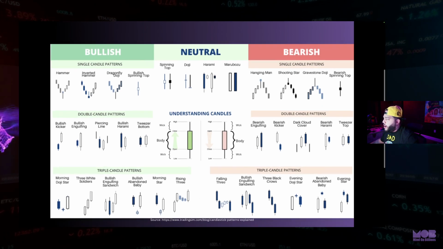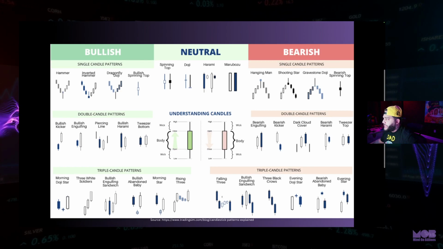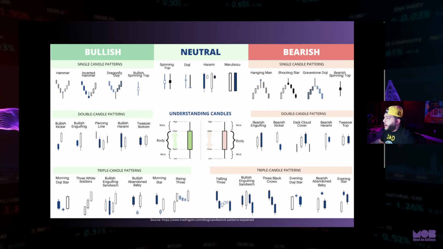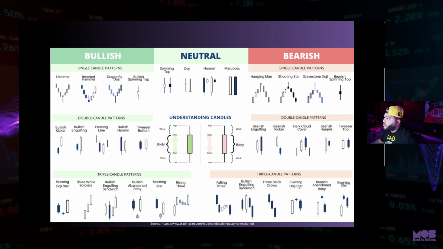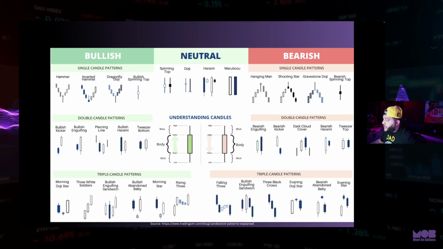rising 3. All right, falling 3. As you can see, it's the exact opposite. So the falling 3. All right, bullish engulfing sandwich, 3 black crows, which is 3 back-to-back bearish candles. Doji, the evening doji star.